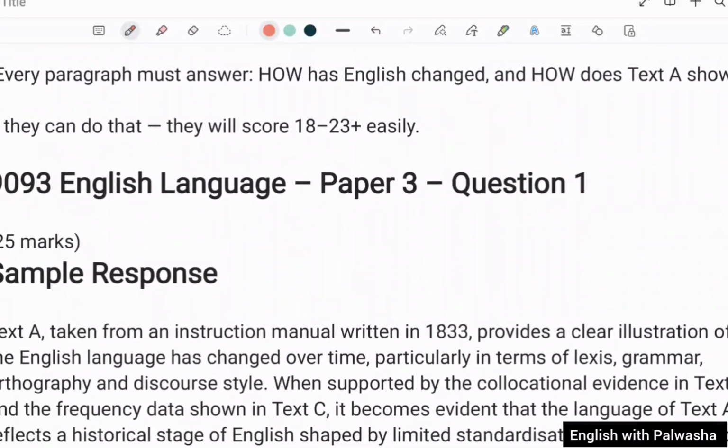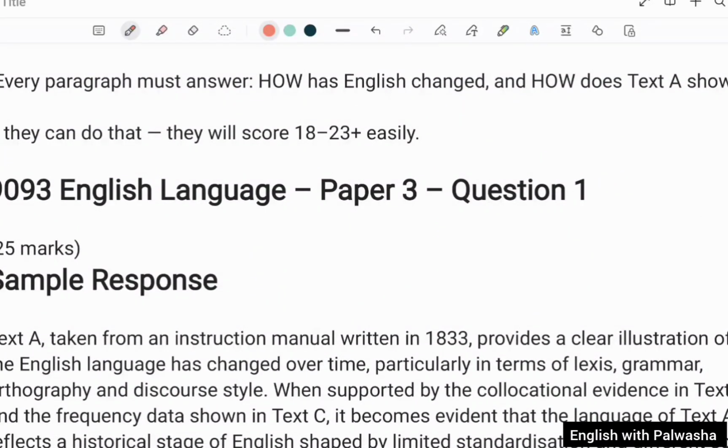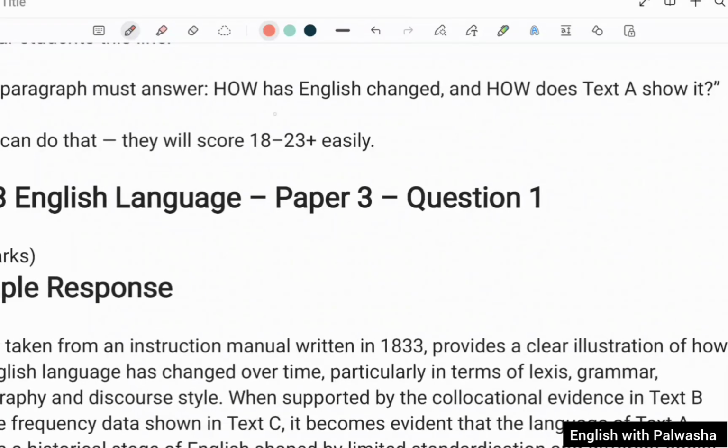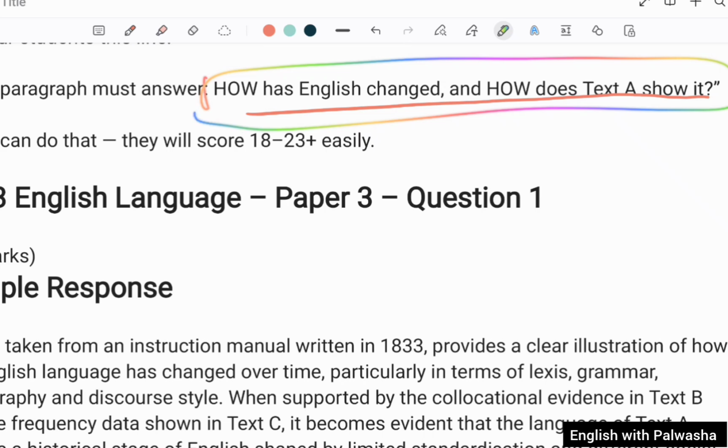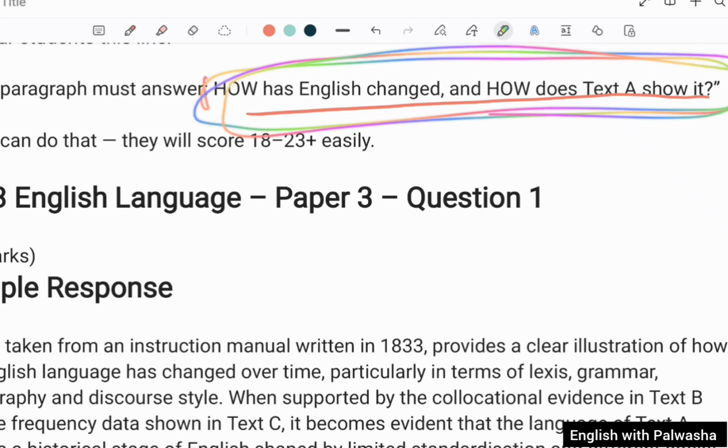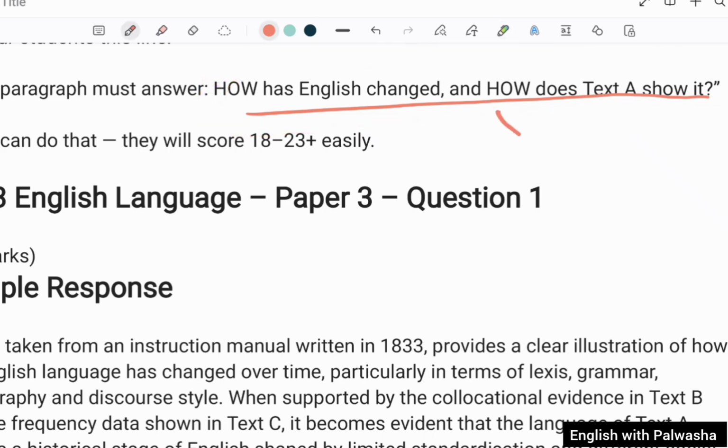Every paragraph must answer how English has changed and how Text A shows it. Please talk about this. This is the most important thing you need to know, and you have to gather lots and lots of information about how the English language has changed over time.